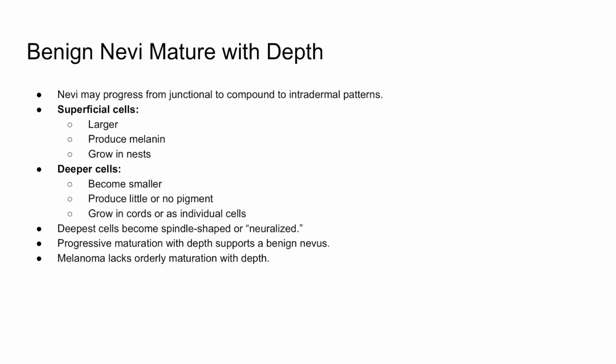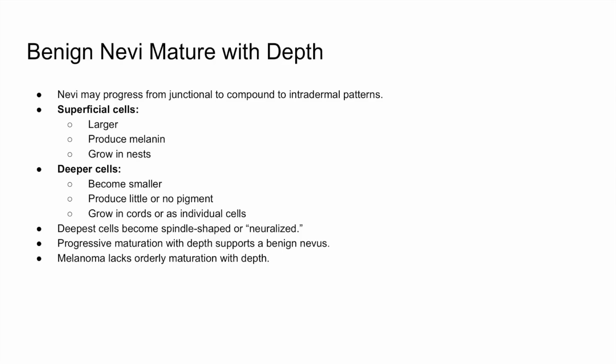All right, so a major microscopic feature supporting a benign nevus is orderly maturation with depth. So near the surface, nevus cells are relatively large, produce more melanin, and grow in organized nests. As the cells descend into the dermis, they become progressively smaller, contain less pigment, and separate into cords or individual cells. The deepest cells may become spindle-shaped and resemble neural tissue, a change called neurotization.